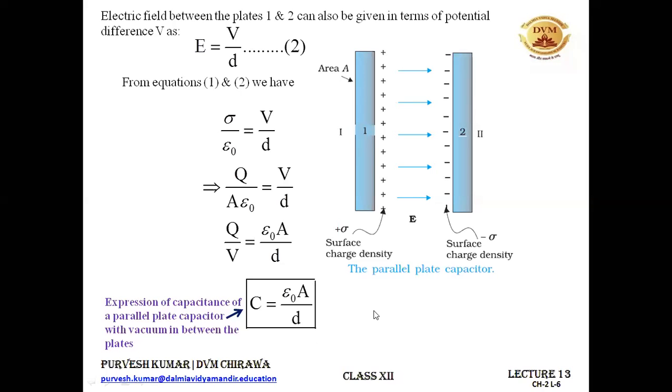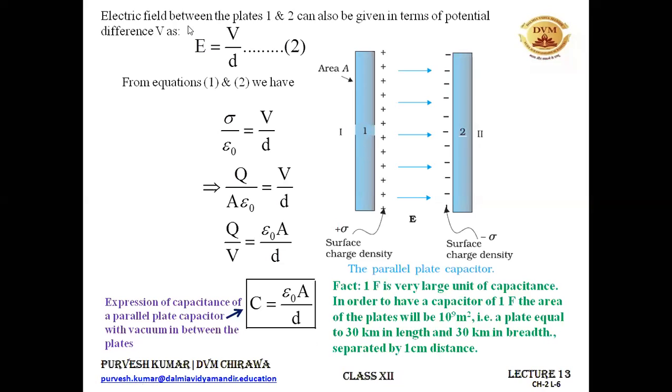All right. Now, we have to go through another topic, that is the capacitance of a parallel plate capacitor when dielectric is inserted in between the plates. Before that, you can look at this. I was telling you that 1 farad is a very large unit of capacitance, and in order to have a capacitor of 1 farad, the area of the plates will be 10 to the power 9 meter square. That is, you have to get parallel plates 30 kilometer in length and 30 kilometer in breadth, and they are separated by 1 centimeter distance. All right.